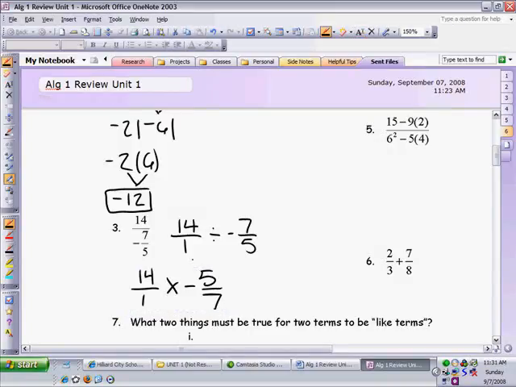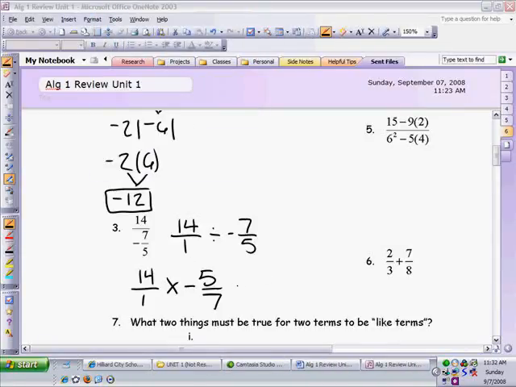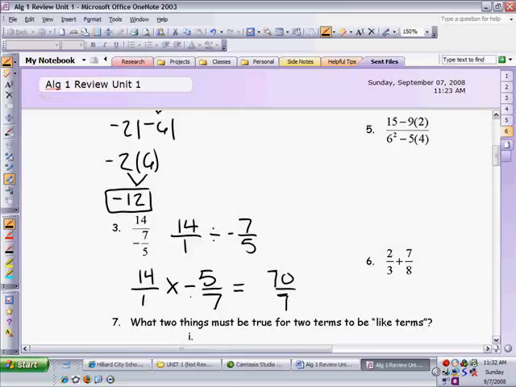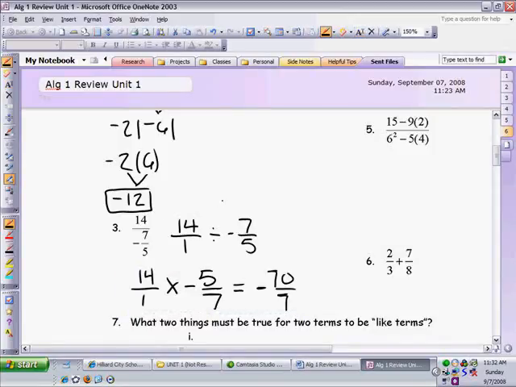And then at this point, you can multiply straight across the top and straight across the bottom. And then, of course, when we multiply straight across the top, we get 14 times 5, which is going to give me 70. Multiply across the bottom, 1 times 7 is 7. And since we have a positive 14 over 1 times a negative 5 over 7, our answer is going to be negative. Okay, remember that a negative times a positive gives you a negative. If the signs are different, it's negative. If the signs are the same, it comes out positive with multiplication and division.